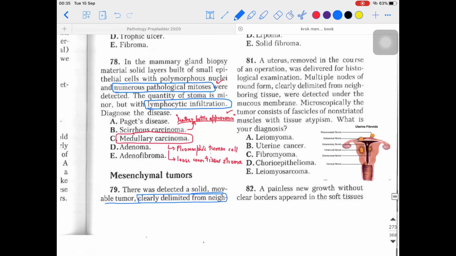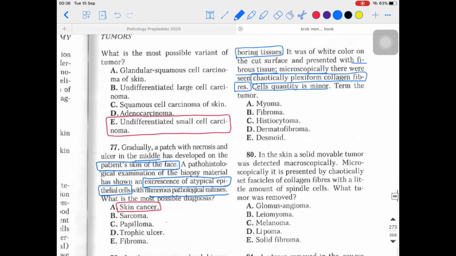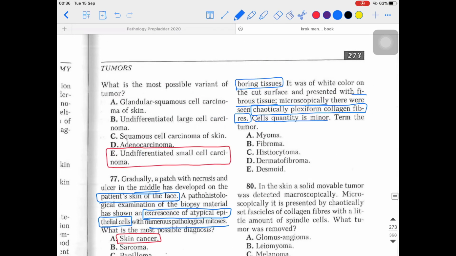Look, they were saying a solid movable tumor, and that was clearly delimited, meaning it was separated from the neighboring tissues, isn't it? And these fibrous tissues, microscopically, are actually chaotically arranged, chaotically plexiform collagen fibers, right? So look, let me talk about the fibroma.